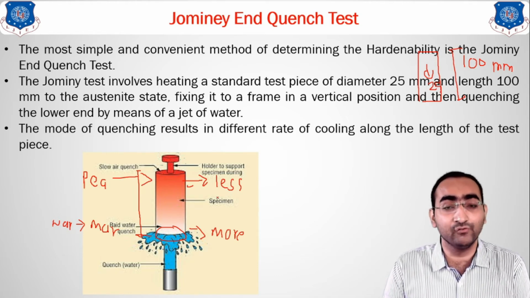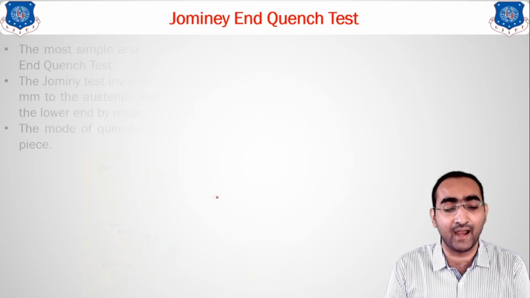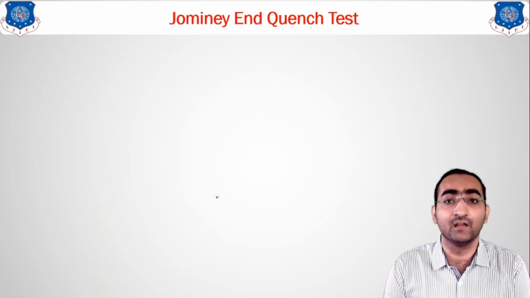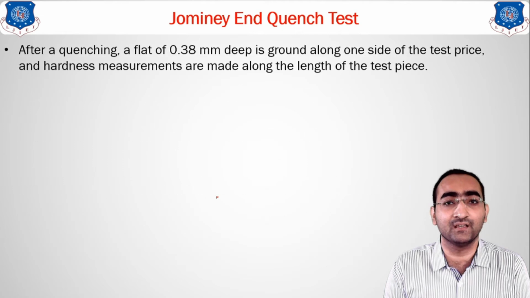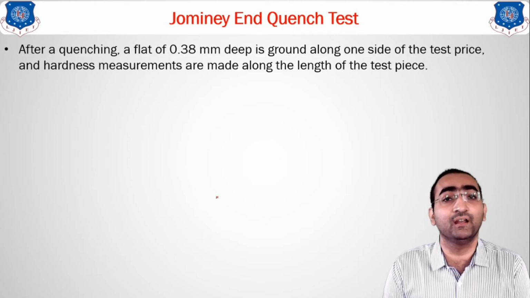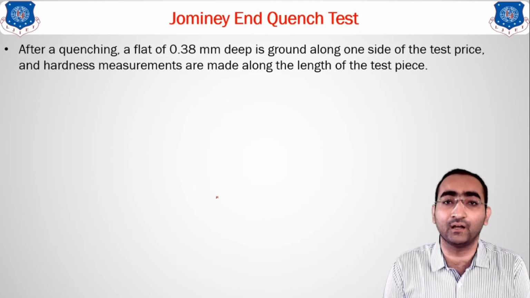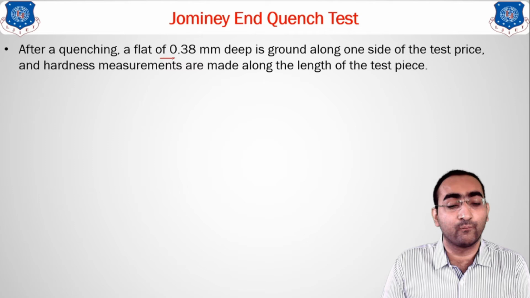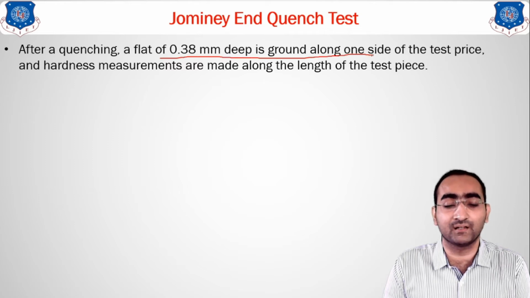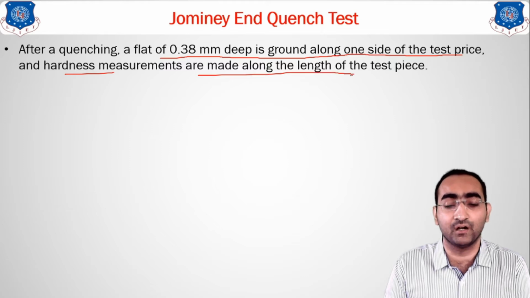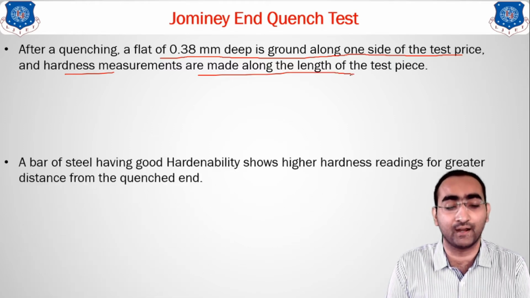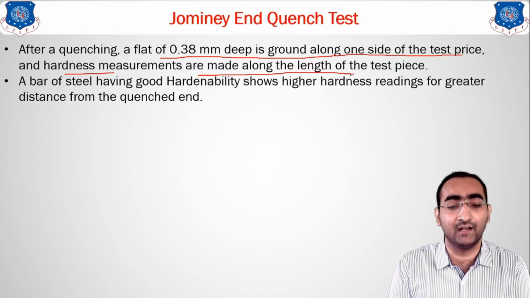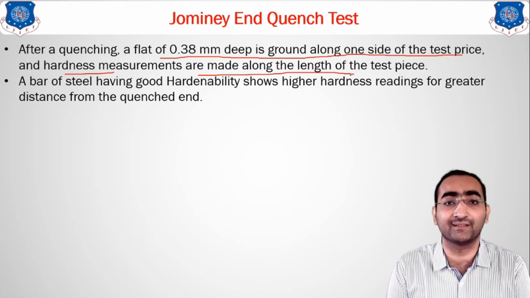So this is how you can carry out the Jominy end quench test. One end of the surface is cooled rapidly with water, and the other end of the surface is cooled in the atmosphere. After quenching, a flat 0.38 mm deep is ground along one side of the test specimen, and the hardness is measured along the length. A bar of steel having good hardenability shows higher hardness.